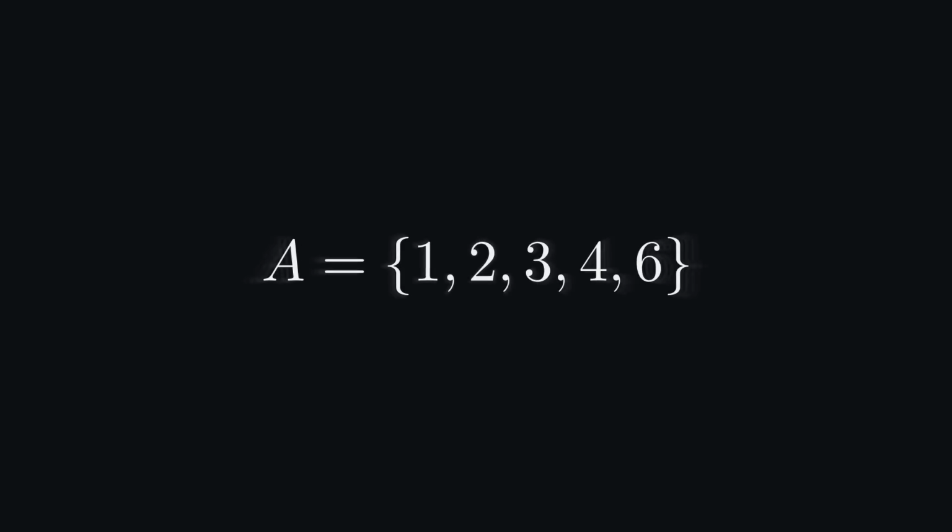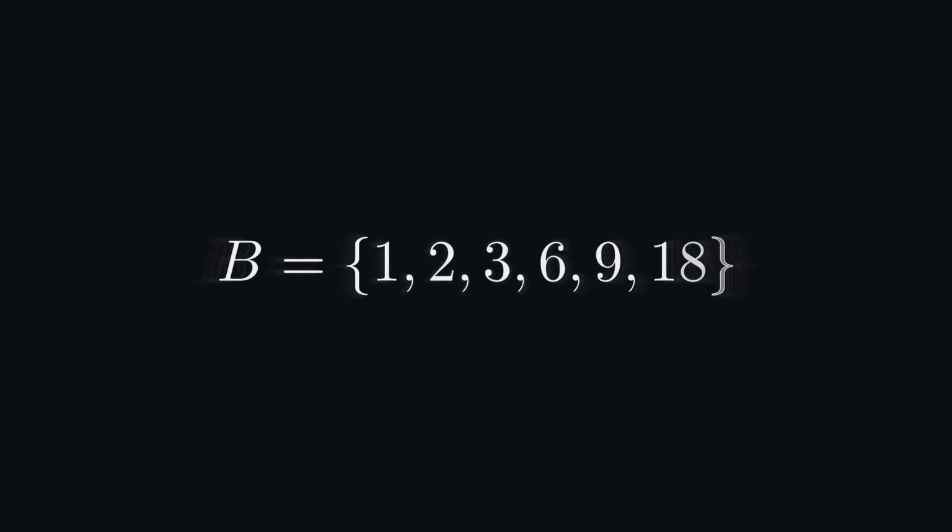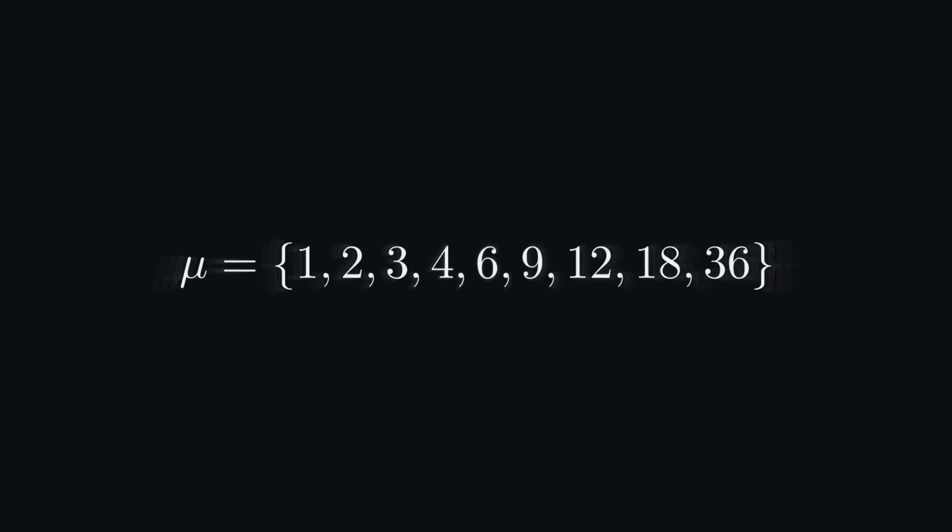Let's explore a past question from the SSSCE in 1999. Set A consists of the numbers 1, 2, 3, 4, and 6. Set B includes the numbers 1, 2, 3, 6, 9, and 18. The universal set mu contains the numbers 1, 2, 3, 4, 6, 9, 12, 18, and 36.